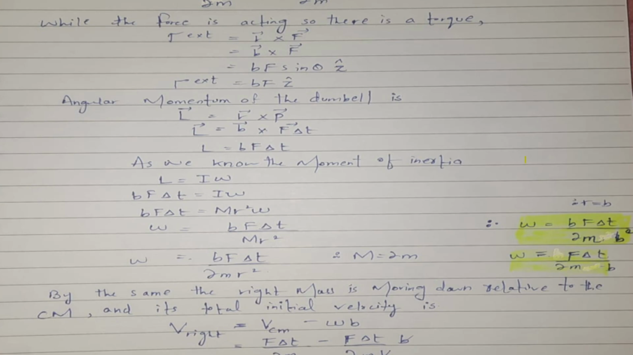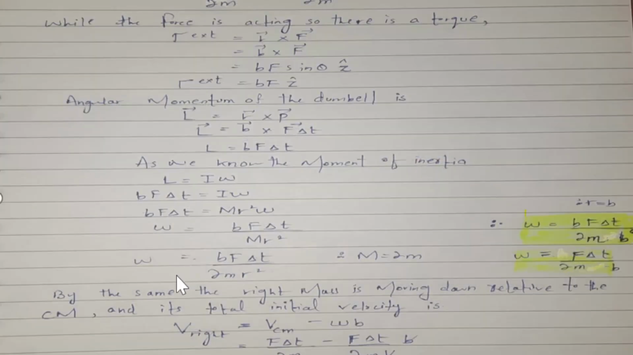Further, by the same reasoning, the right mass is moving down relative to the center of mass. Its total velocity is the initial velocity. This is the velocity for the right mass, which equals the velocity we found for the center of mass, and here you can see there is a subtraction of the angular velocity times b, which is the distance.